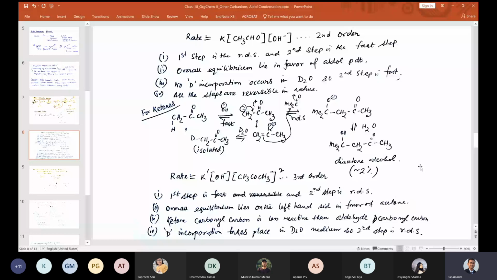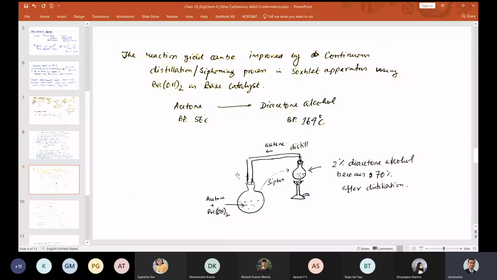For that, the same reaction is carried out under a continuous distillation and siphoning process. It says the reaction yield can be improved by the continuous distillation siphoning process in a Soxhlet apparatus using barium hydroxide as the base catalyst. So what is going on? What happens in this case? You have to know one thing.